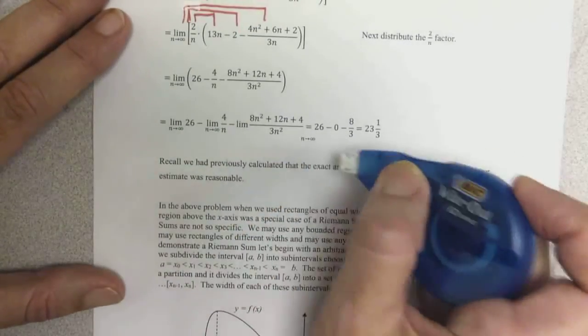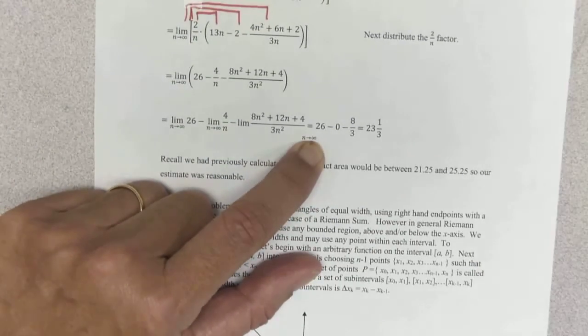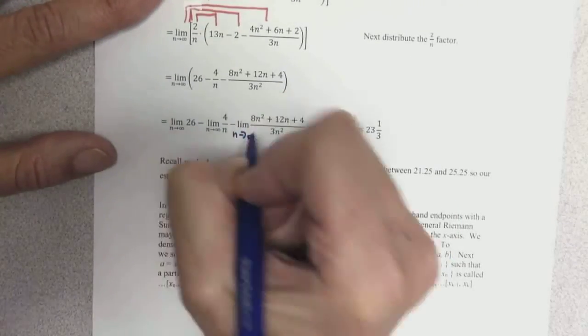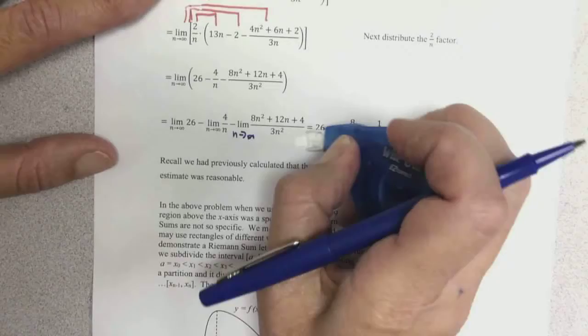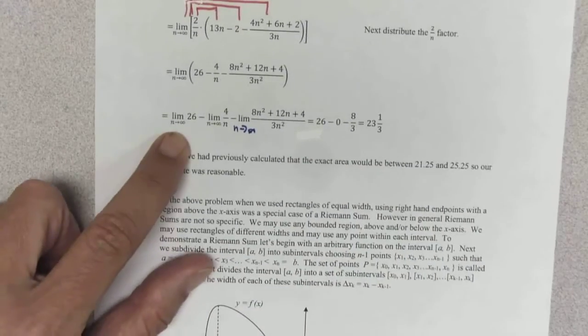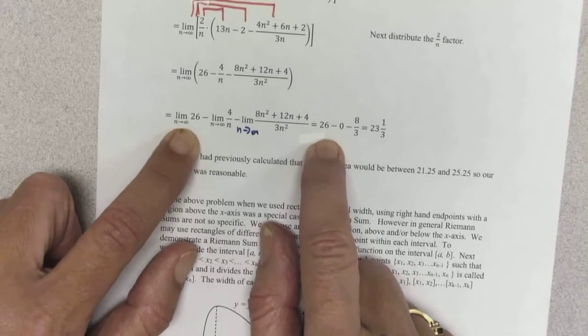This is in the wrong place. That right there is supposed to be over here. Who knows how that got clear over there? Try to fix that someday. So the limit as n goes to infinity of 26 is 26.